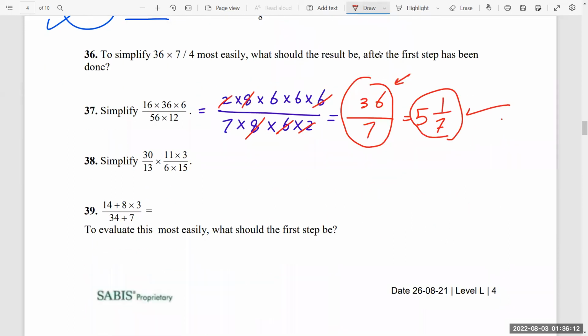Simplify, yeah, you can also simplify. Look at this one. 30 and 15 can be divided by 15, which gives you 2. And 2 times 3 up here gives you 6, the same 6 down, so you can cancel here. So you have 11 over 13. The final answer.